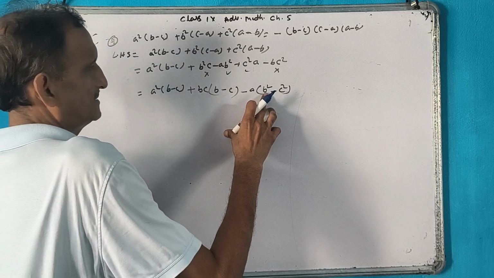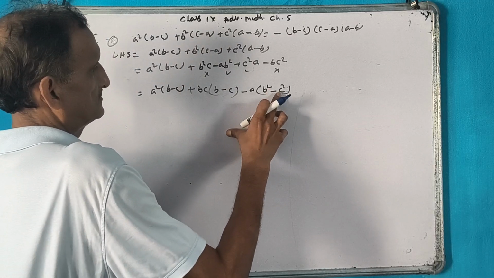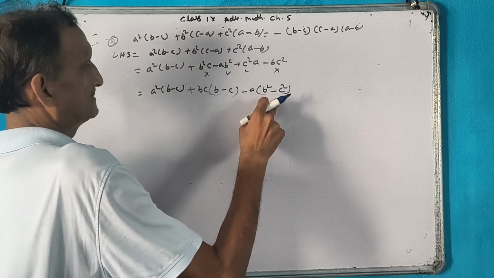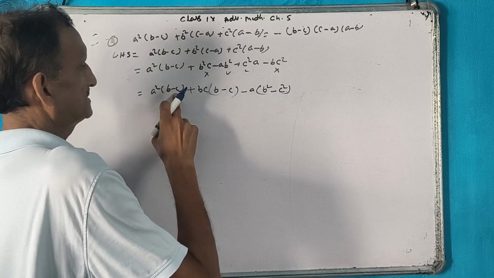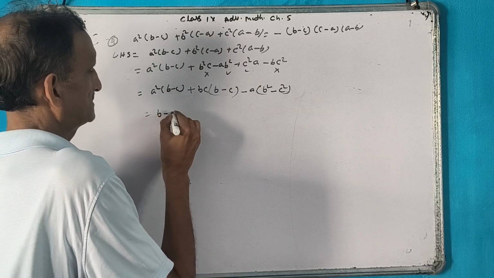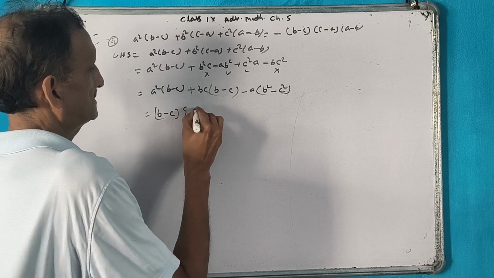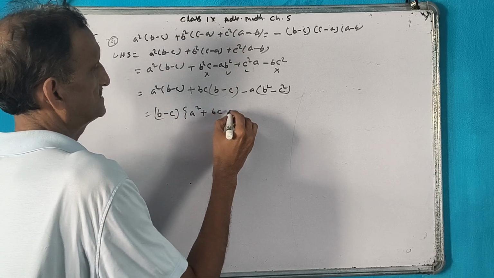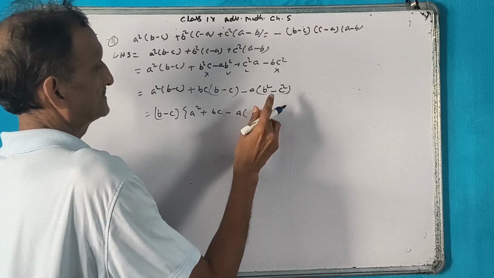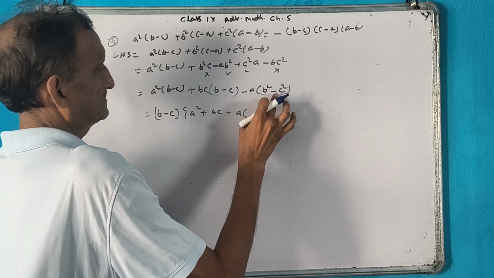You know the formula, b square minus c square equal to b plus c into b minus c. So b minus c is here, b minus c is here, b minus c is here. So b minus c is common. What is left here? A square plus bc minus a. From here we will take out b minus c.